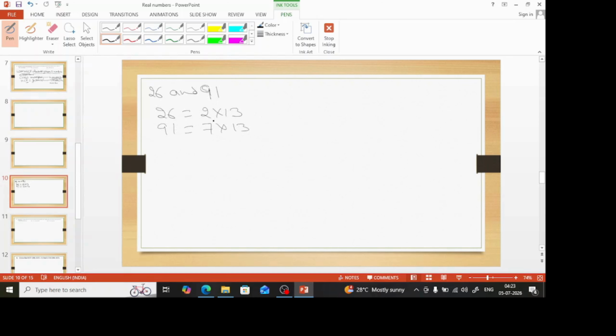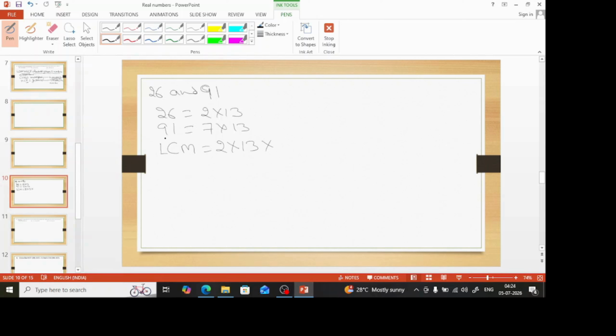The prime factors of 26 are 2 and 13, and the prime factors of 91 are 7 and 13. Now we will calculate HCF and LCM one by one. Let us calculate LCM first. In the case of LCM, first we will write the prime factors of the first number, 2 and 13.